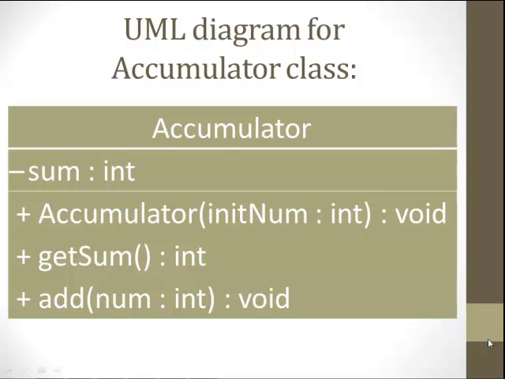Shown here is the UML diagram for the accumulator class that you'll be creating. It's called accumulator. We have a private int sum, and then we have a public constructor accumulator which accepts an int and returns nothing. Then we have a public getSum method which returns an int, and a public add method that accepts an int and returns nothing.